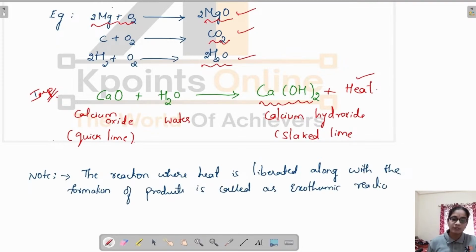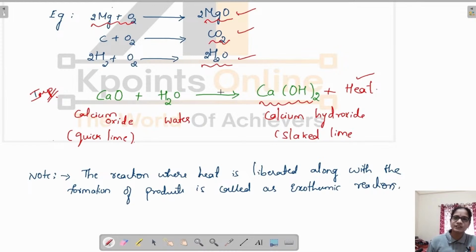So you have to remember that formation of calcium hydroxide is an exothermic reaction. When you are asked to identify the type of reaction, you have to remember 2 points. It is a combination reaction, and also it is an exothermic reaction because heat is liberated. Okay, this is a point to be noted.